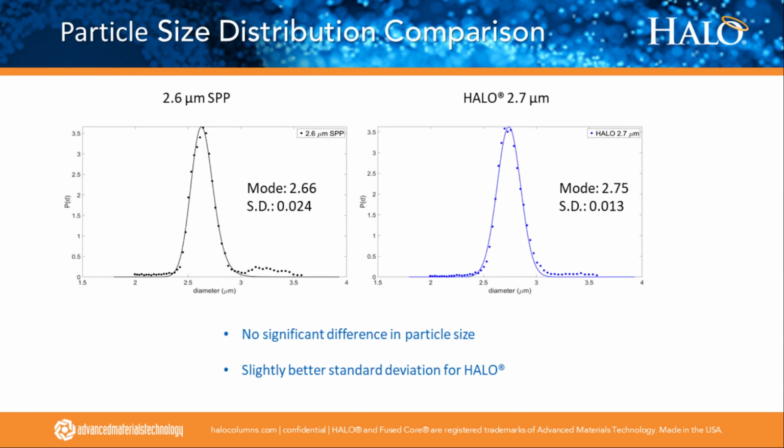And for those wondering about the difference between a 2.6 micron SPP column versus a Halo 2.7 micron particle size column, we have the particle size distributions of those two different particles, and you can see there's really no significant difference in the particle size, and we're seeing slightly better standard deviation for the Halo column here on the right-hand side in the blue trace.